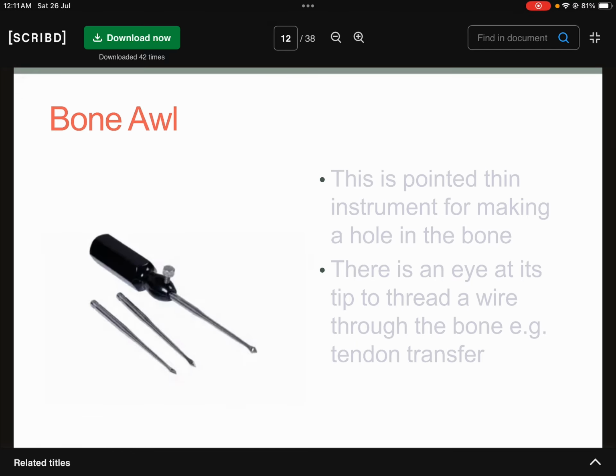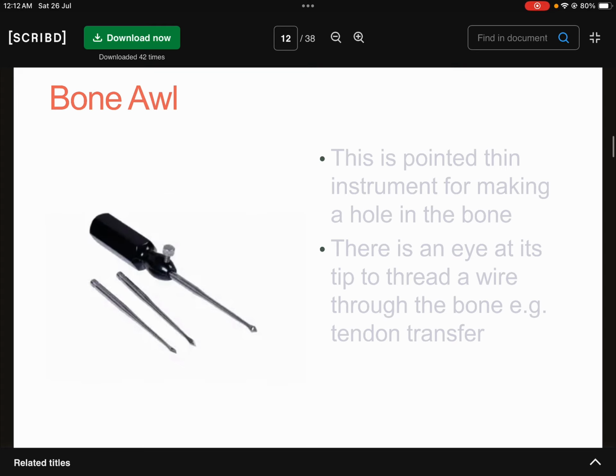This is the bone awl. With this bone awl, we make a small pointed hole. It is a pointed thin instrument for making a hole in the bone, when there is some tough structure or soft tissue bound with the bone. This is the eye, the tip used to thread a wire through the bone. During tendon transfer it is also used. This is the bone awl.